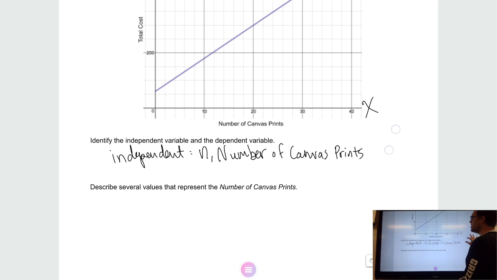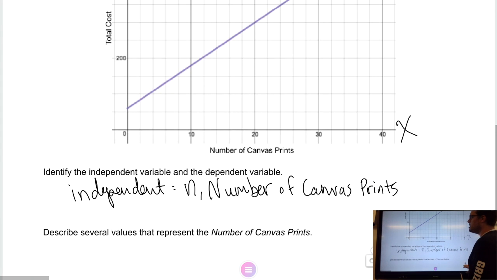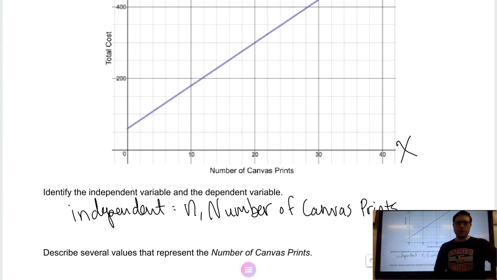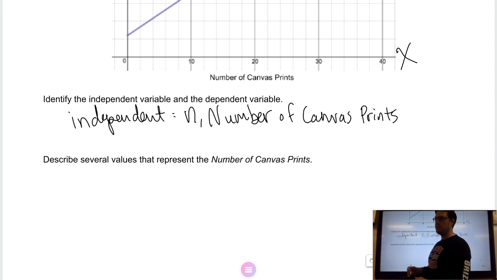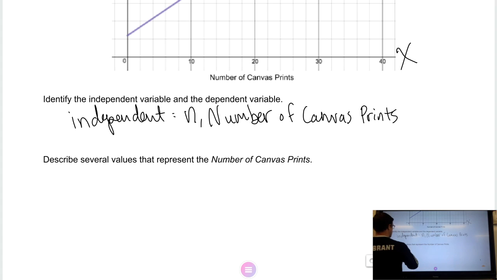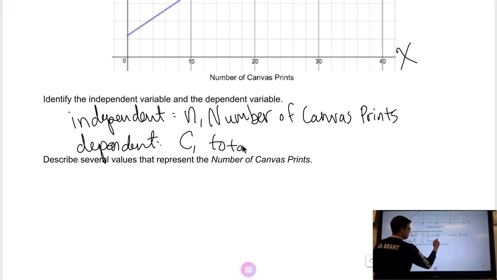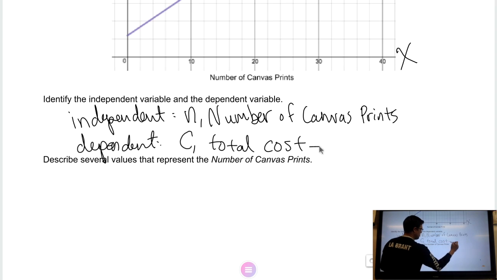And that also means that our dependent variable, which is the other thing, so if x is independent, then y is dependent. The total cost depends on the number of canvas prints that you purchased. So total cost, C for cost, dependent. The total cost depends on the number of prints that are given to you.